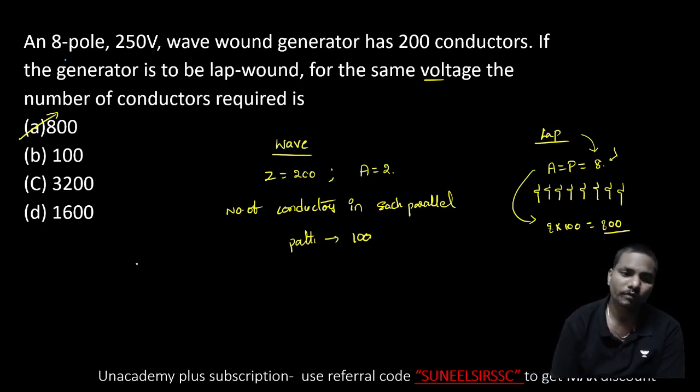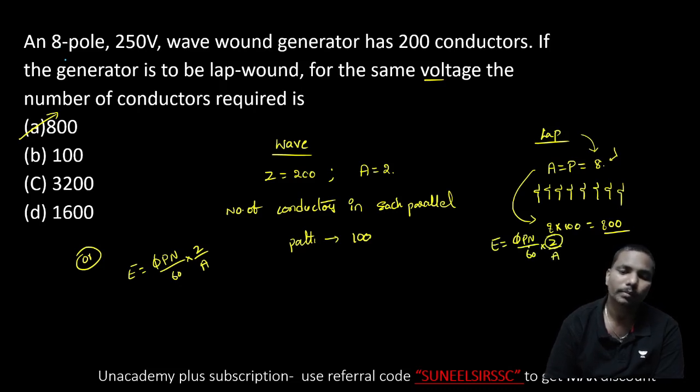Or otherwise you can go with the EMF equation formula. It is a lengthy method. EMF is equal to ΦPN by 60 into Z by A. Here you have to substitute all this, and after that apply the same EMF equation, ΦPN by 60 into Z by A. You need to find out the number of conductors.